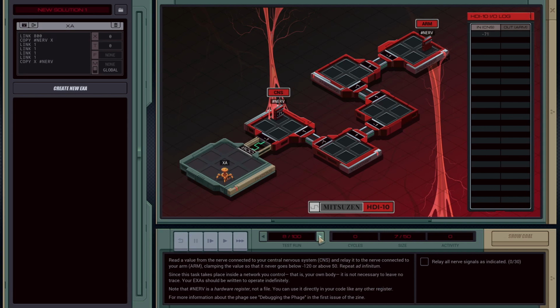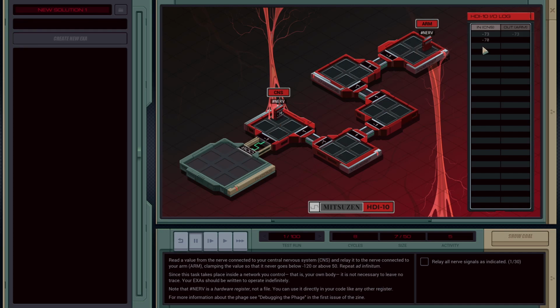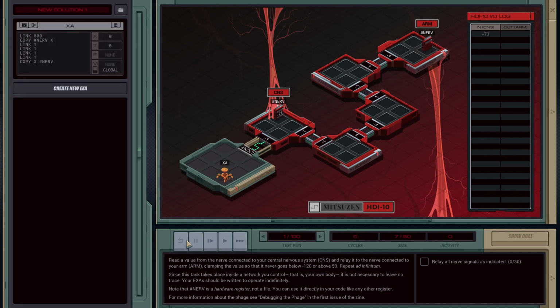Ooh, also I can... Oh, wait, hold on. Was that just the second value? The one, because like 73... No, and then 70. I just don't understand where that... Why did that second value appear? Well, okay, well, whatever.